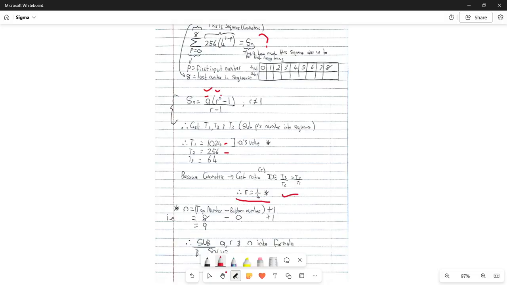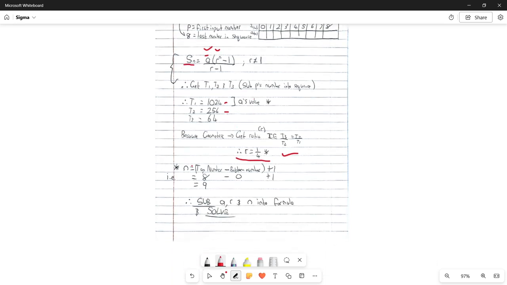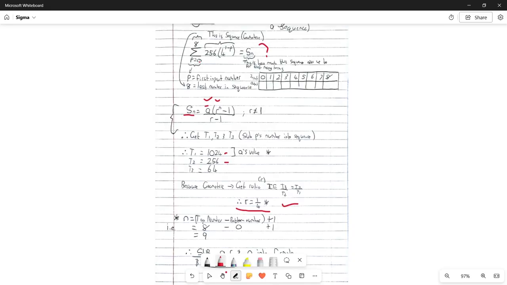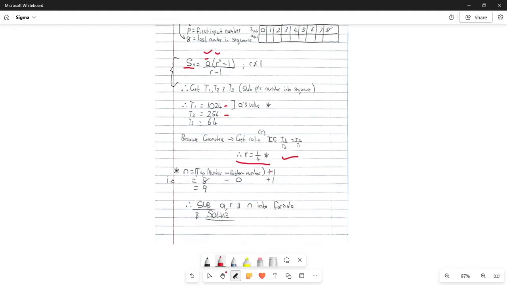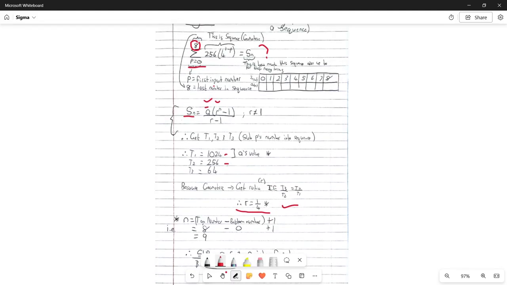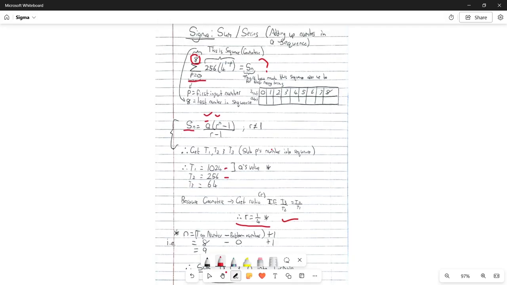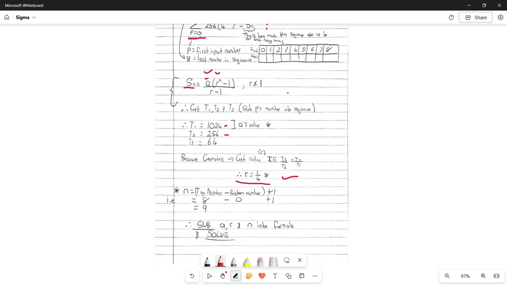That's two of the things, which means the last thing that we need to solve for is n, because we want this Sn, which is what this question is asking us. To calculate n, we're going to take the top number in our sigma notation minus the bottom number, whatever that first input number is, plus 1. So we go 8 minus 0 plus 1, and that gives us 9. That's because if we're going to add up all these terms and we count here, 1, 2, 3, 4, 5, 6, 7, 8, 9, there are actually 9 terms in this series. So we want to add up all 9 terms.